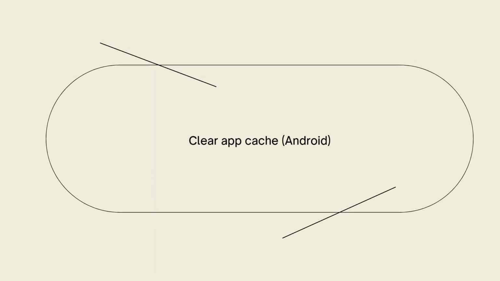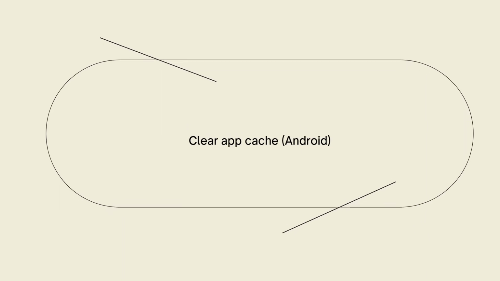If you're using Android, clear the app cache. If you're using an Android device, you can try clearing the app cache for Pokemon Go. Go to your device's settings, find the apps or application manager menu, locate Pokemon Go and tap on clear cache. Then relaunch the app and attempt to log in again.